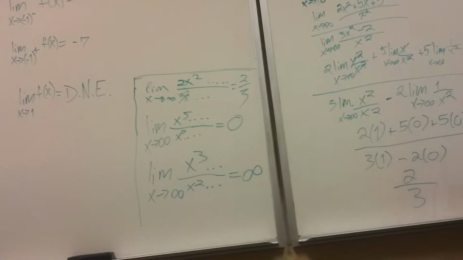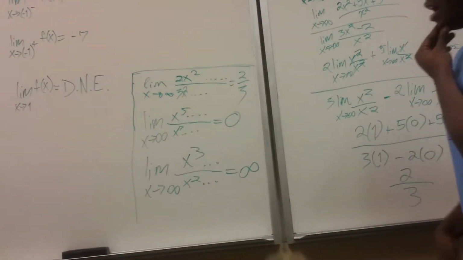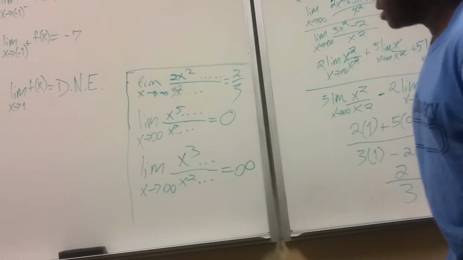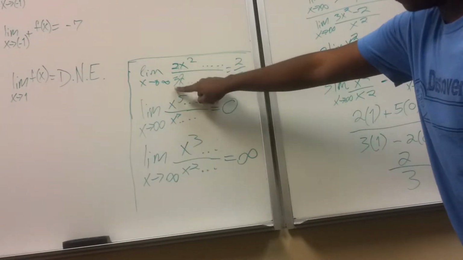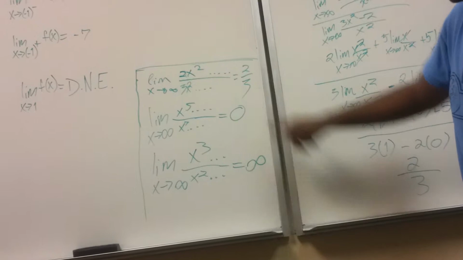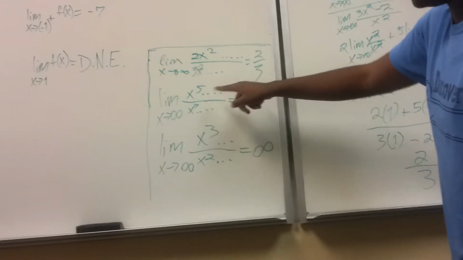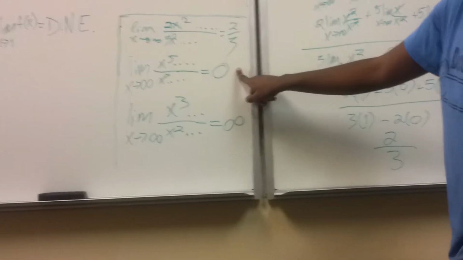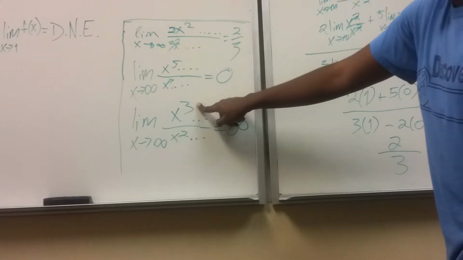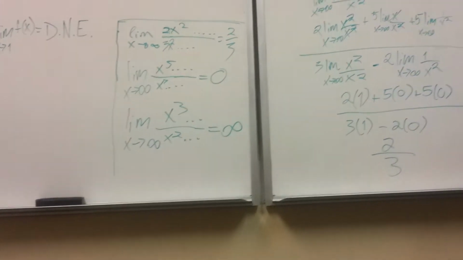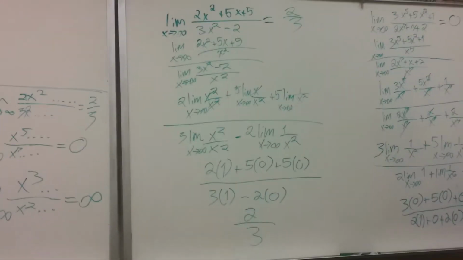Now, a rule of thumb that's going to come: when the exponents are the exact same, it will be the leading coefficients over each other. The ones with the denominator that's higher than the numerator are going to equal 0. And when the numerator is higher than the denominator, it's going to equal infinity. The only thing is trying to prove that this is true.